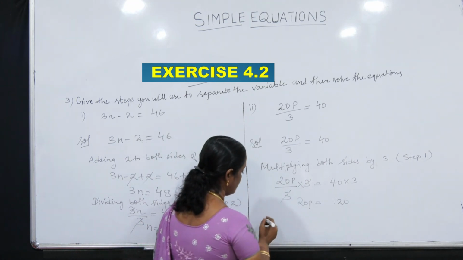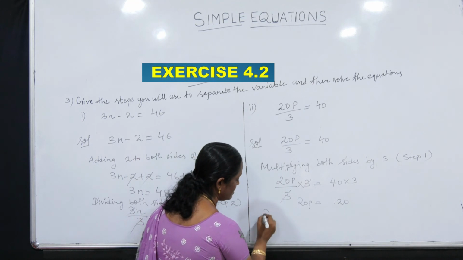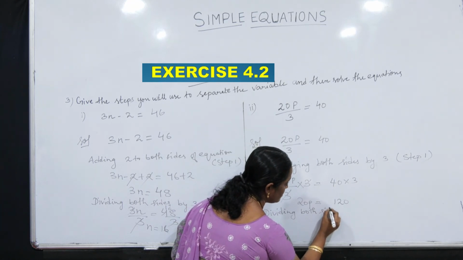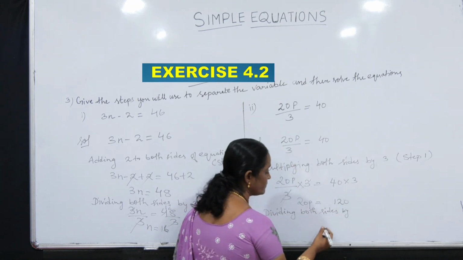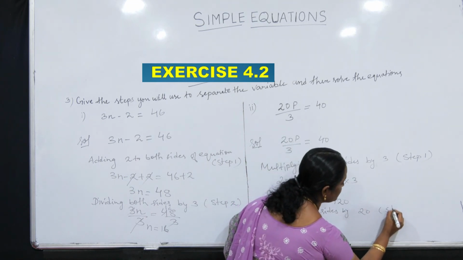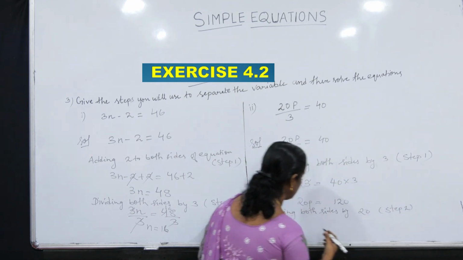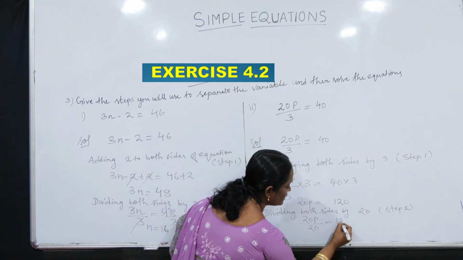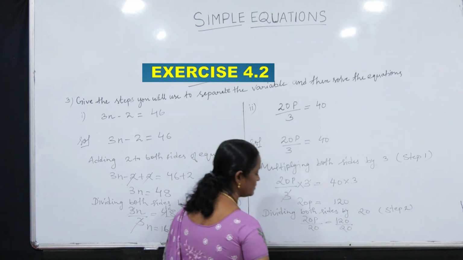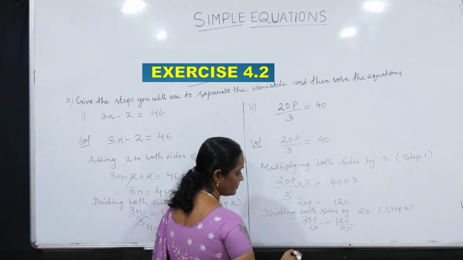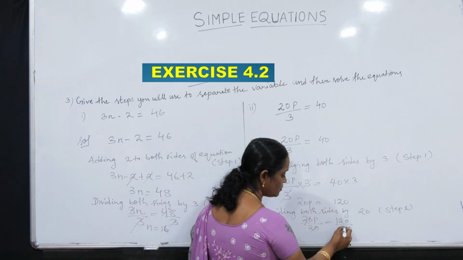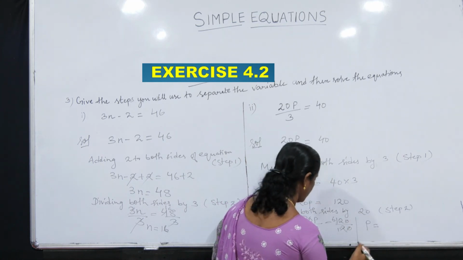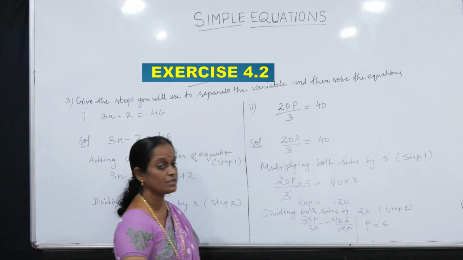Now the second step, dividing both sides by 20. Step 2. 20p divided by 20 is equal to 120 divided by 20. Here we can cancel this 20. So here we can cancel this 0, 2 ones are 2, 2 sixes are 12. So the solution to the equation is p is equal to 6.